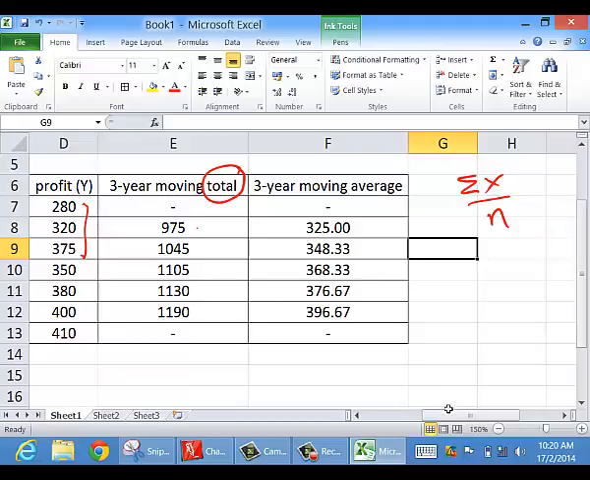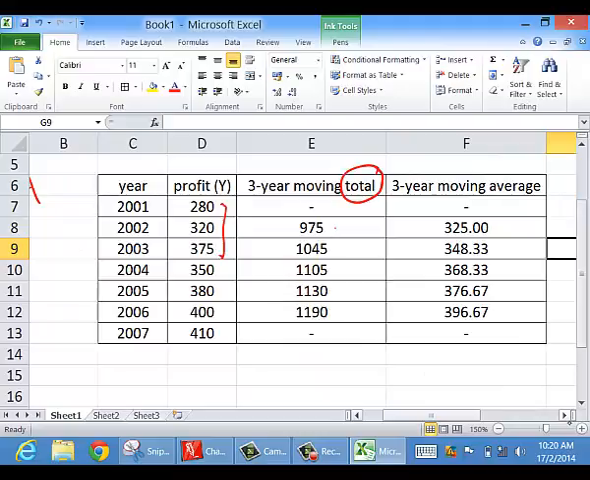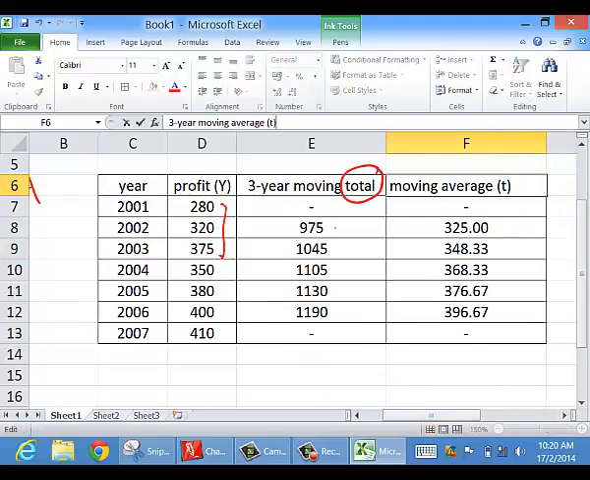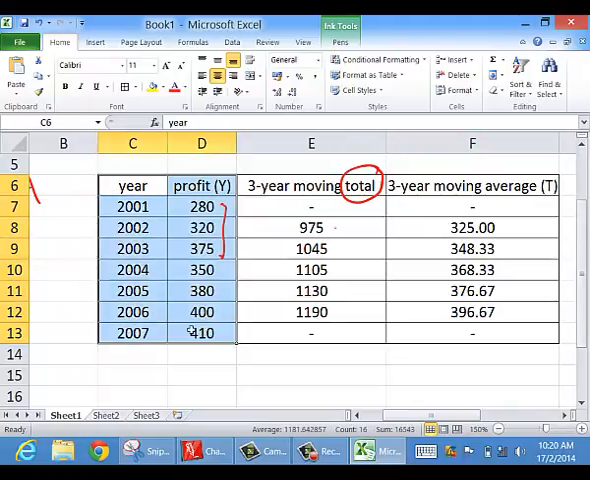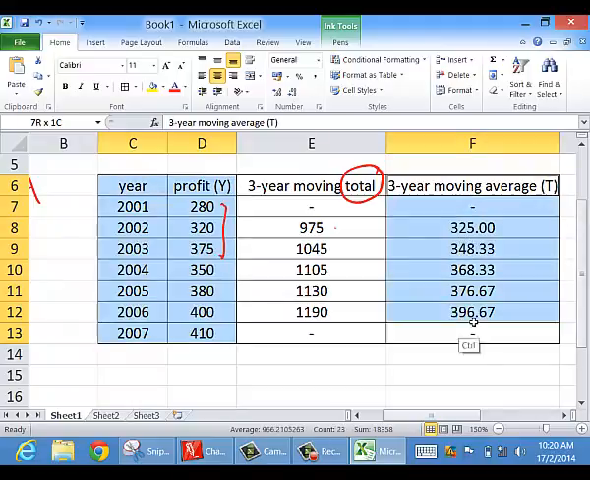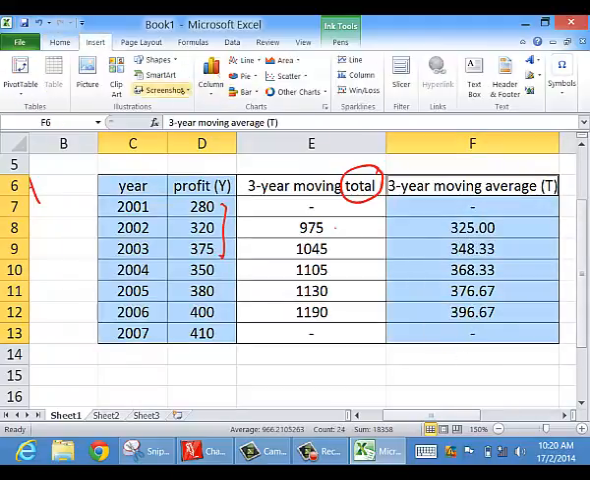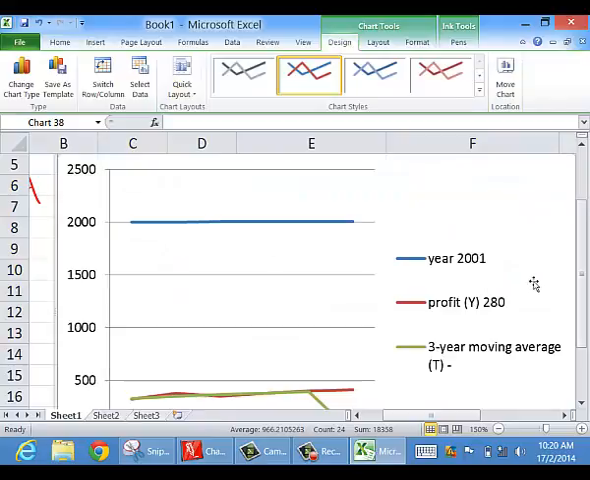Now in the graph, you need to plot the trend value. This is considered as the trend value, this is your T. In the graph, you highlight this one. You need to include everything in the graph. So I will move this one out.